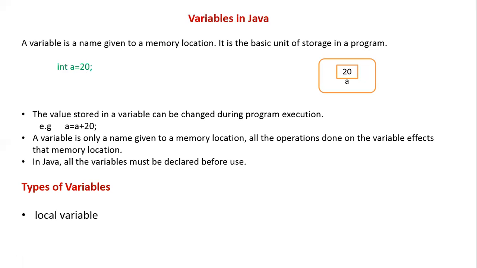Basically, there are three types of variable in Java: local variable, instance variable, and static variable. Now let's see one program to understand all these different types of variables.